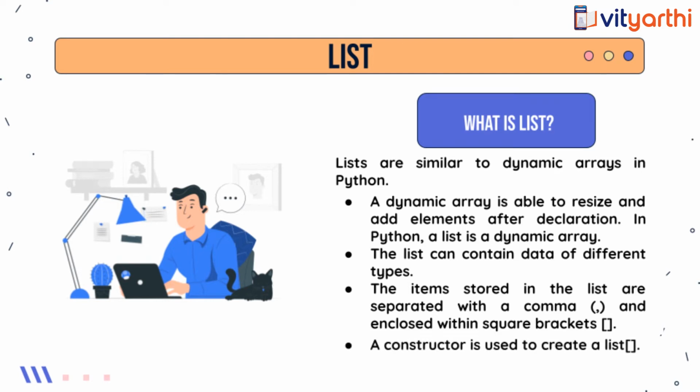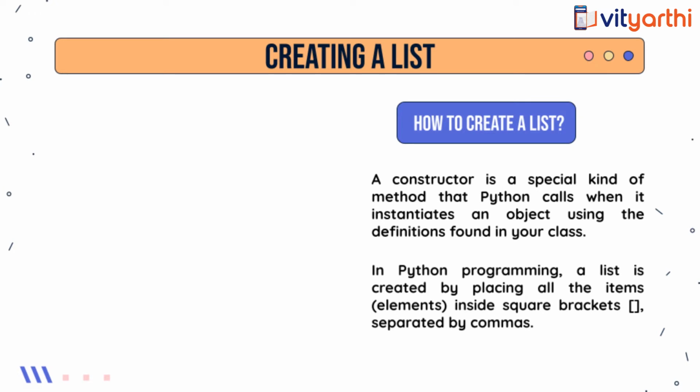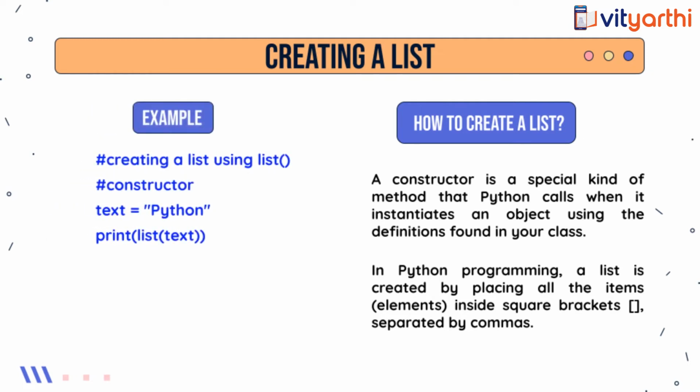It uses a constructor to create a list, constructor list. A constructor is a special kind of method that Python calls when it instantiates an object using the definitions found in your class. In Python programming, a list is created by placing all the elements inside square brackets separated by commas. Look at the examples.